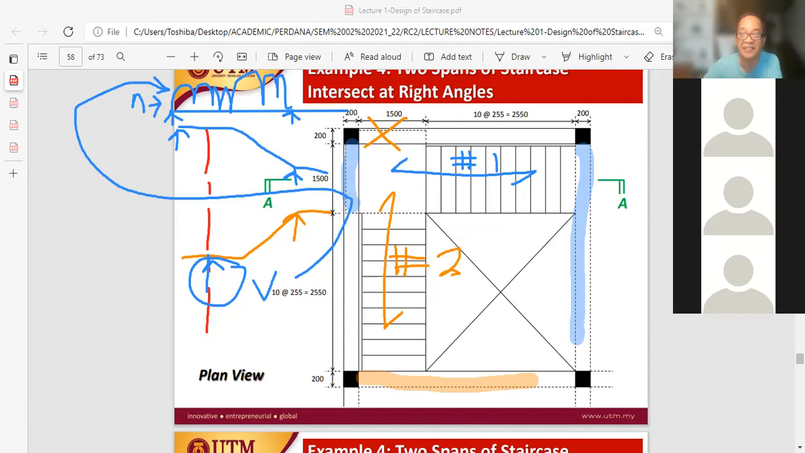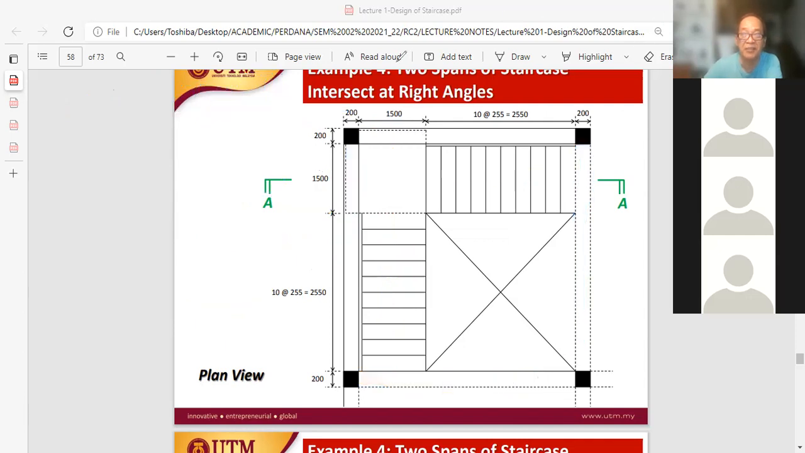And similarly, as I said, the same argument I can use. I have my beam on one side. This one is not there. Remove this. This is my flight number 1. Flight number 1, and I have my beam here, support here, and here. And this is flight number 2. And the whole thing changes.